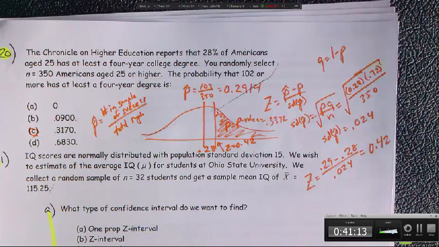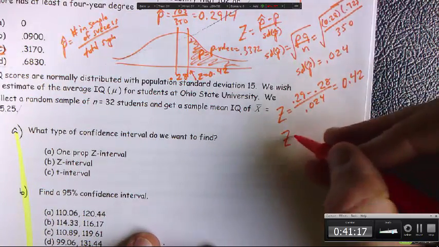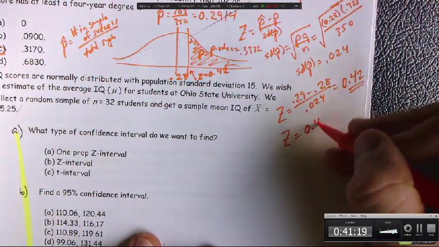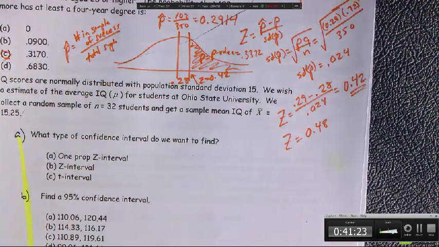Gotcha. That's okay. So now I went ahead and calculated it. If we would not have rounded these two, instead of getting a z-score of 0.42, we get a z-score of 0.48. So those two roundings threw the answer off that much, which will then fix the dilemma of the p-value.